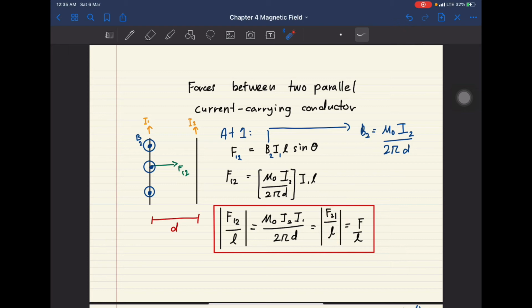Notice that here, when I write it over L, this is what we call force per unit length. It could be Newton per meter, it depends on the unit. Another key thing is that F12 is actually equal to F21. It's the same. You can try to calculate if you don't believe it. The only thing is that you just change the position of I1 and I2.